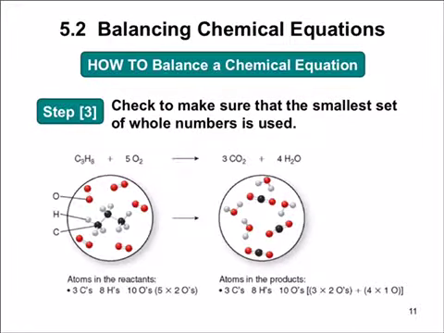The next thing we do is make sure that it's the smallest set of whole numbers. If the coefficients are equally divisible by any number, then we always go to the smallest set of whole numbers. So let's say I'm balancing the equation and I came up with 2, 10, 6, 8. Well, all of those are divisible by 2. So divide everything by 2. 2 divided by 2 is 1. 10 divided by 2 gives me 5. 6 divided by 2 gives me 3. 8 divided by 2 gives me 4.